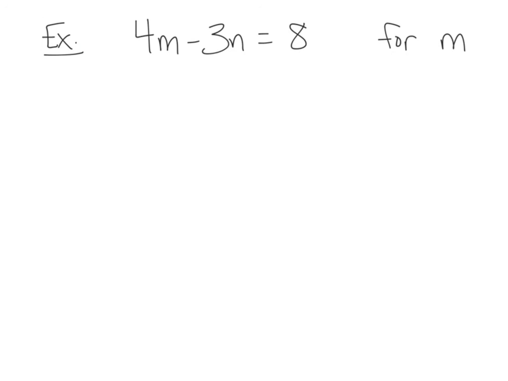That's it. So the problem this time says 4m minus 3n equals 8, and they want us to solve for m. So again, the first question I always ask is, what side of the equation is the letter that we're solving for on? Well, m is right here, so it's on my left side. So I'm going to go ahead and draw the wall. I want to move anything that's not attached to that m first. Well, I can move this 3n to the other side. To move it, I'm going to add 3n because I'm doing the opposite.